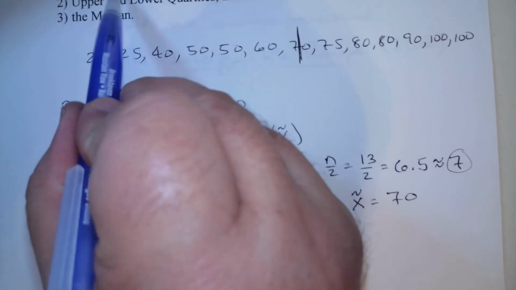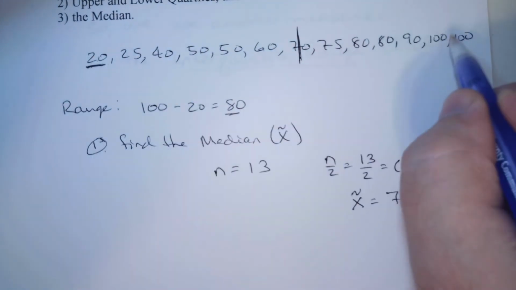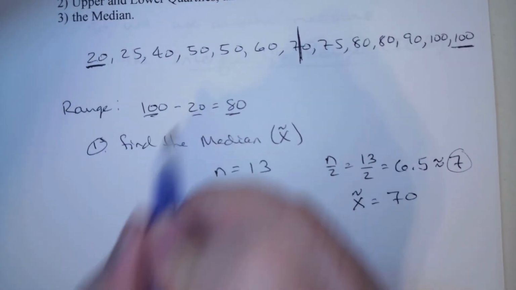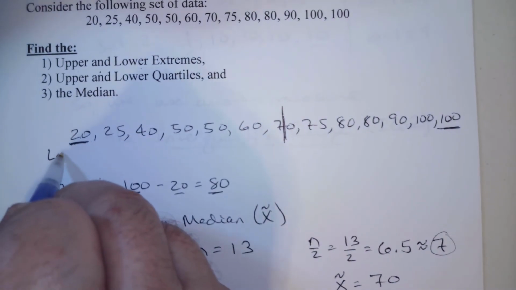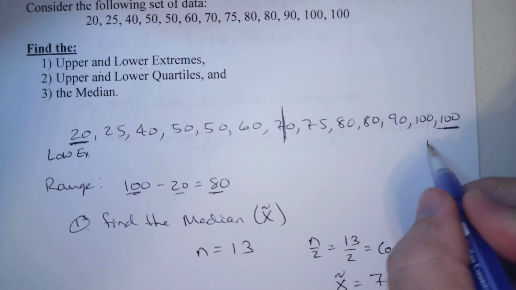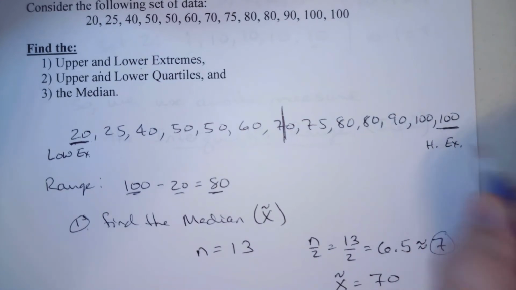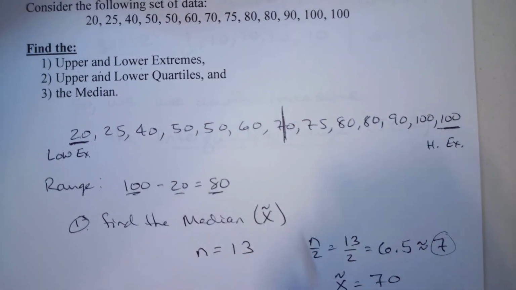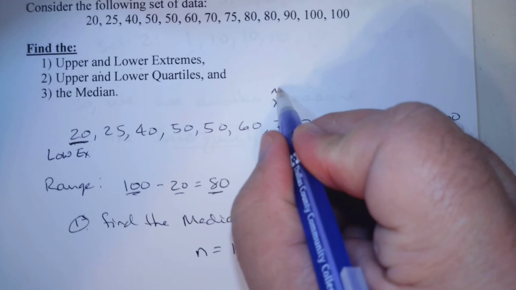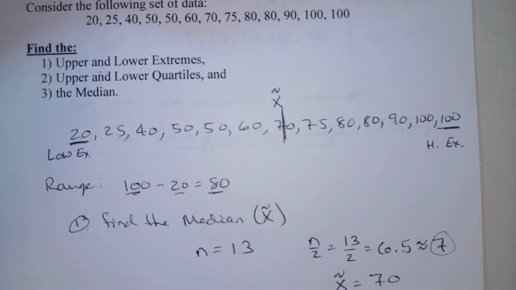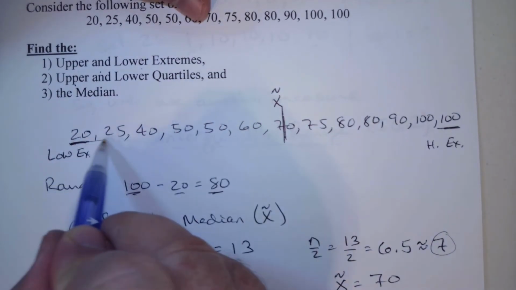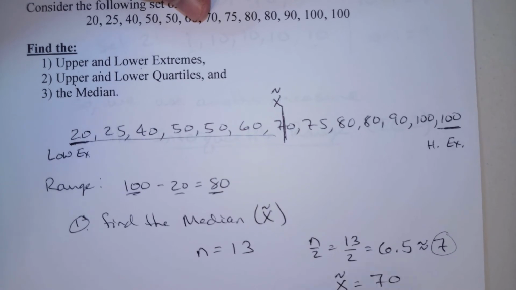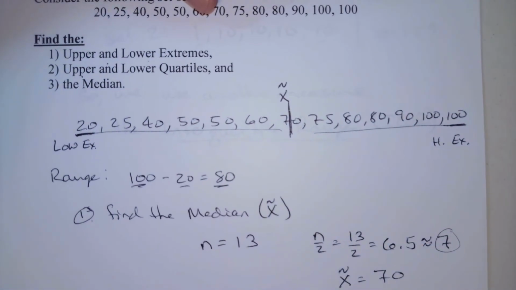Now, the lower and upper extremes, that's what we used to find the range. This is the lower extreme. This is the higher extreme. And this is our quartile, or our median. Now, we have to find our upper and lower quartiles. What we have to do here is, on the lower half and the upper half, we have to find the medians there.